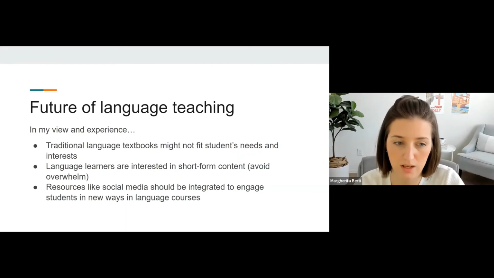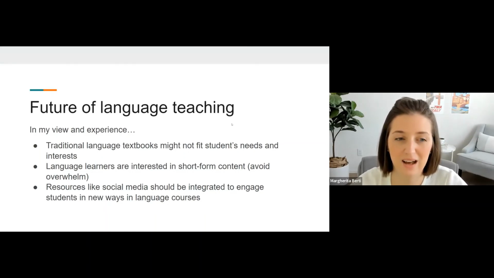And now, the way that I see the future of language teaching, in my experience teaching Italian and other languages in higher education, and now teaching Italian online, is that I think traditional textbooks might not fit really the needs and interests of students. So we need to listen to what students want to learn. And I think we can try to adapt the curriculum to what they're interested in.